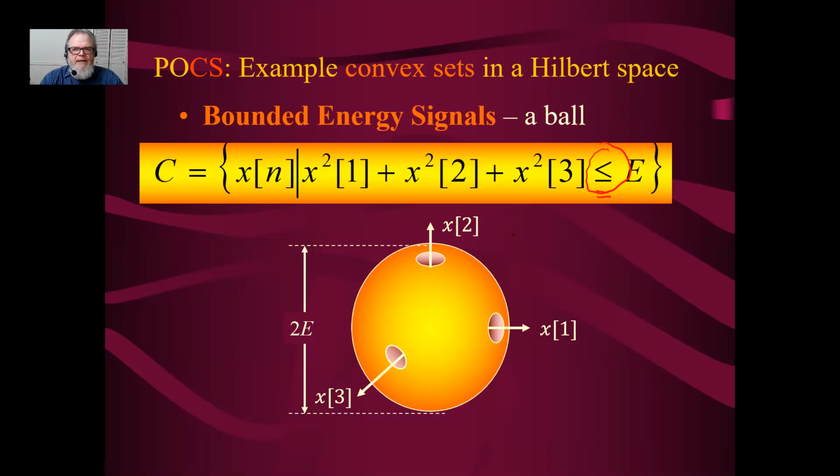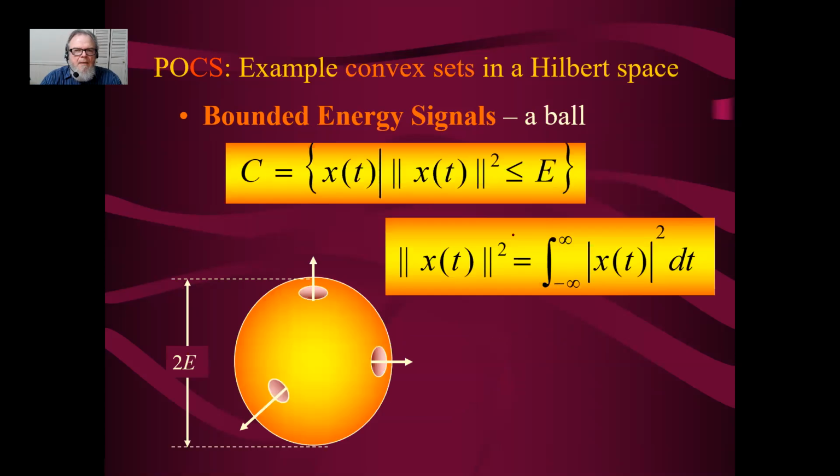So we see that we have convex sets everywhere. It's kind of cool. Convex sets are ubiquitous. I mean, we've done a lot of stuff here. And here is the generalization to continuous time. Do you remember this definition of x of t squared?